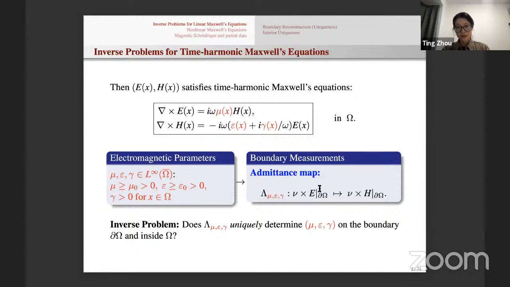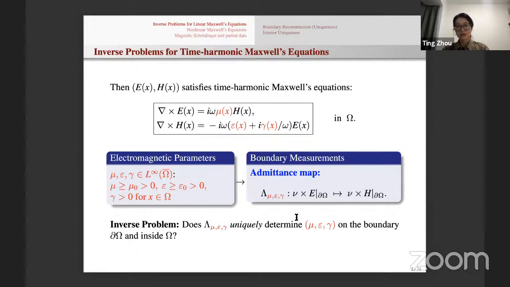So, on the right will be our boundary measurements. You can think of this as analogous to the Dirichlet-to-Neumann map in the Calderon problem. But for Maxwell's equations in electromagnetism, this is the so-called admittance map, which you can think of as measurements of the tangential electric field with the corresponding tangential magnetic field. So E and H are solutions to the time harmonic Maxwell's equations. Our inverse problem here is naturally: can we recover mu, epsilon, gamma altogether from the boundary admittance map?